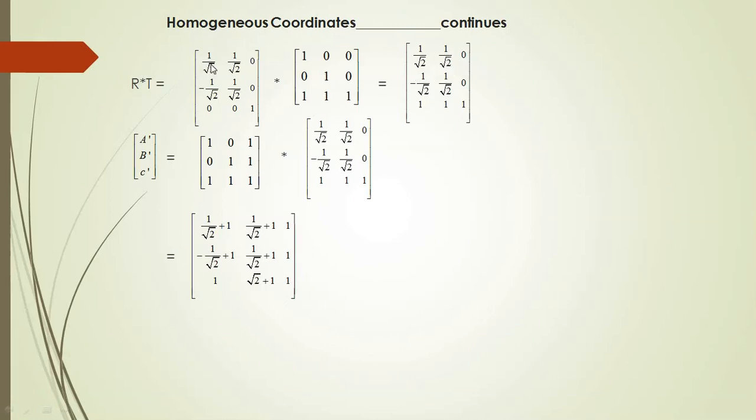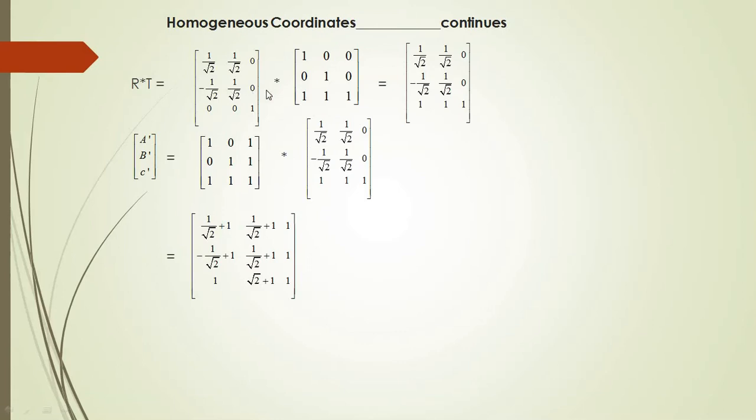Then after that, the first row is multiplied into the third column, that is 1 by root 2 into 0 plus 1 by root 2 into 0 and then plus 0 into 1 is equal to 0. So the answer is 0. Then the second row, that is minus 1 by root 2, is multiplied into the first column, that is minus 1 by root 2 into 1 plus 1 by root 2 into 0 plus 0 into 1. So the answer is minus 1 by root 2.